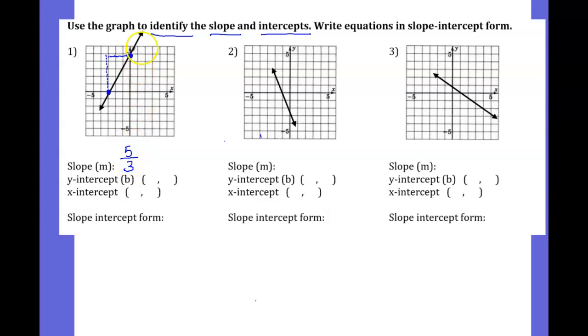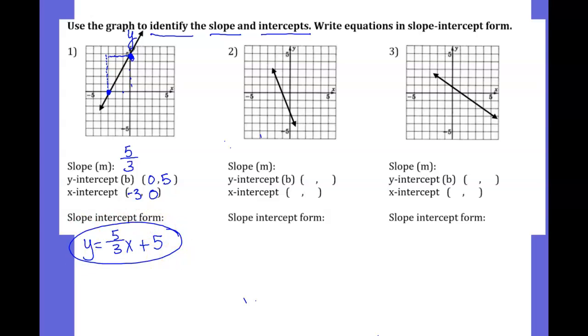My y-intercept is where I cross the y-axis. So I can see the point that's crossing the y is at 1, 2, 3, 4, 5. So we're at (0, 5). My x-intercept would be at (-3, 0). So in slope-intercept form, all I really need is the slope and the y-intercept, which is the b, and I can put it in the form y equals 5/3 x plus 5.